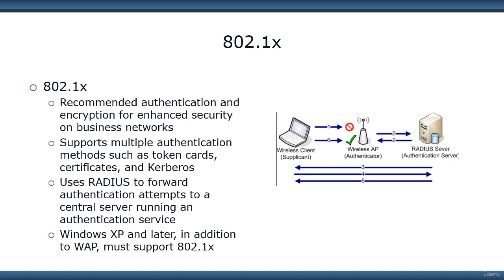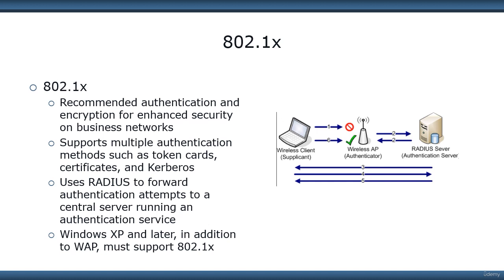In so doing, the RADIUS server can have policies that require additional authentication methods like smart cards, token cards, certificates, Kerberos. We can require multi-factor authentication just because the access point's not the one making the decisions. The access point gets a connection request. It sends the connection request to the RADIUS server. The RADIUS server then has policies that determine exactly what we're going to require.